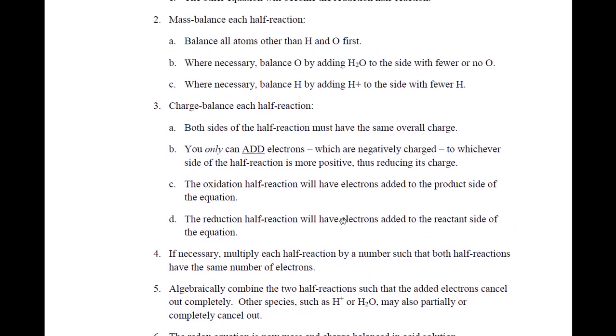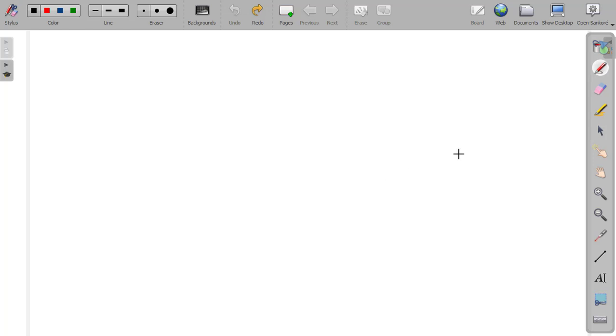So let's do a lecture problem on this. Lecture problem 1. If you look at lecture problem 1, it says, balance the following redox reaction in acidic solution.